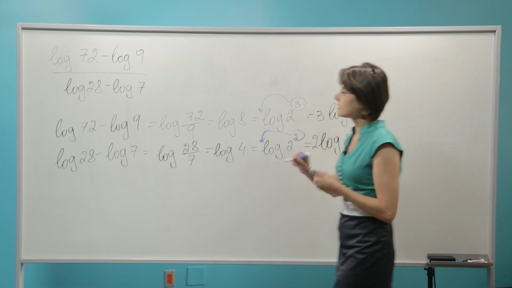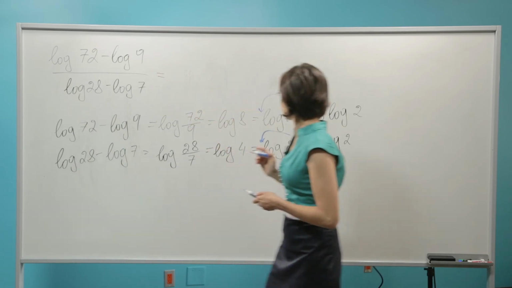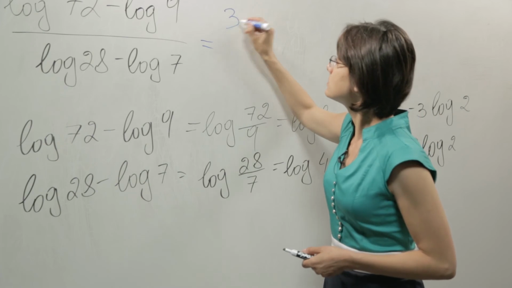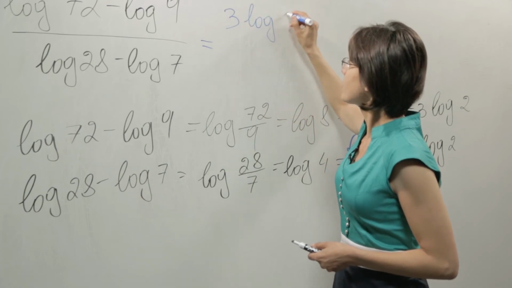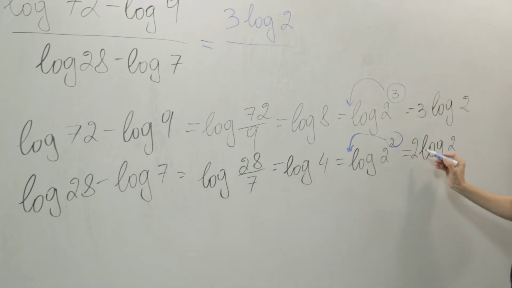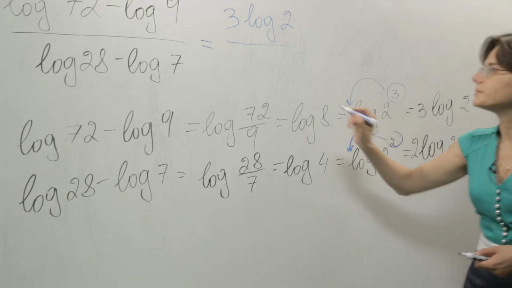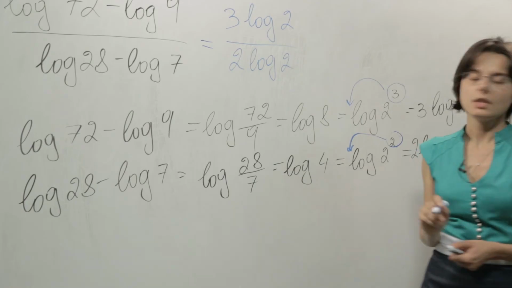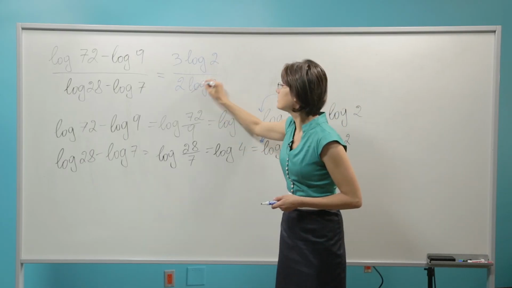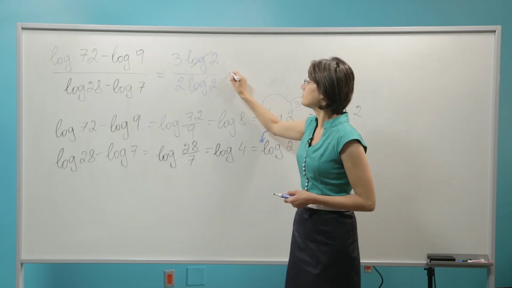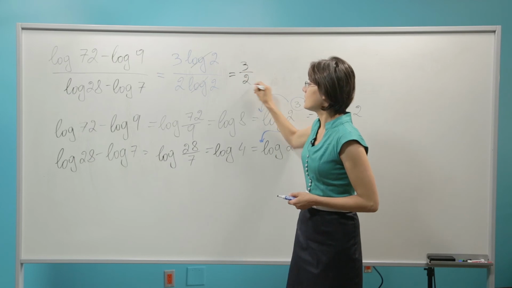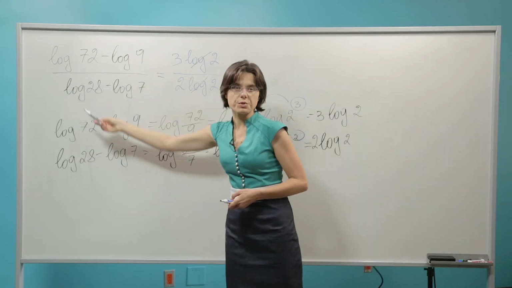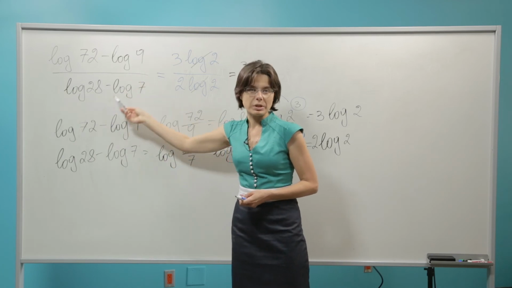In the numerator, we obtained 3 logarithm of 2. And in the denominator, we obtained 2 logarithm of 2. Look, the logarithms now cancel. And what do we have? Just 3 over 2. You see, such a simple number 3 over 2 can be represented in terms of logarithms, in terms of very complicated stuff.